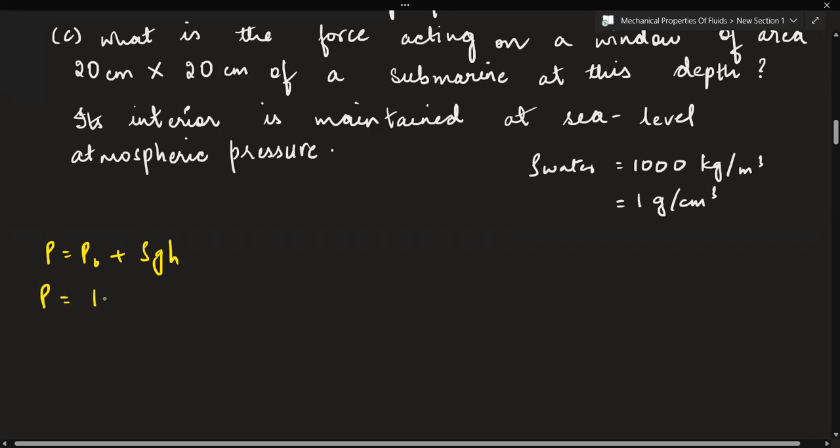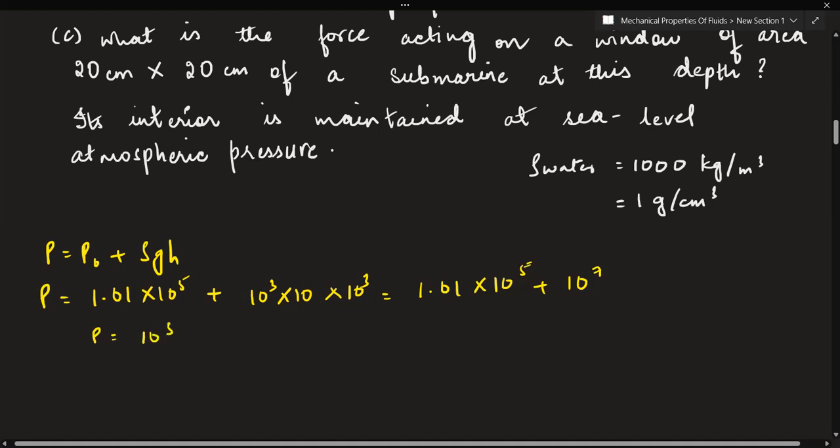See, P naught would be 1.01 into 10 to the power 5. This is for the atmospheric pressure. Plus rho would be 10 to the power 3, this one, the density of water, into 10, into again 10 to the power 3. The height is given, I think, 1000 meters. So this would be 1.01 into 10 to the power 5 plus this whole term, 10 to the power 7, right? So if you take 10 to the power 5 common, this would be 1.01 plus 10 to the power 2 will be left.